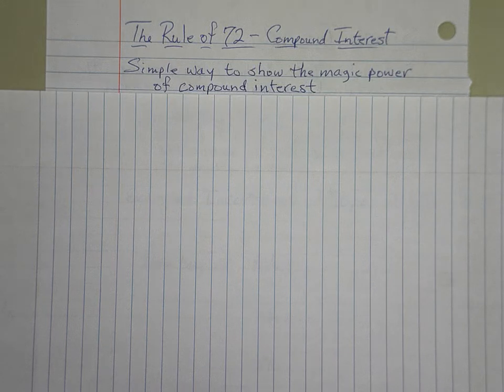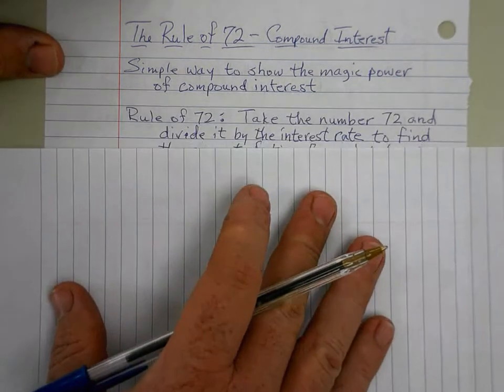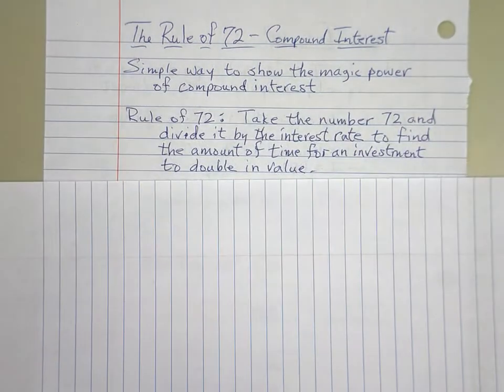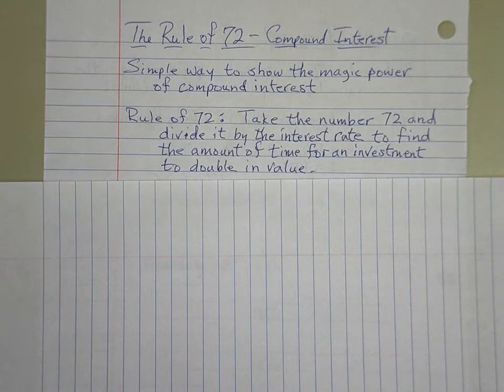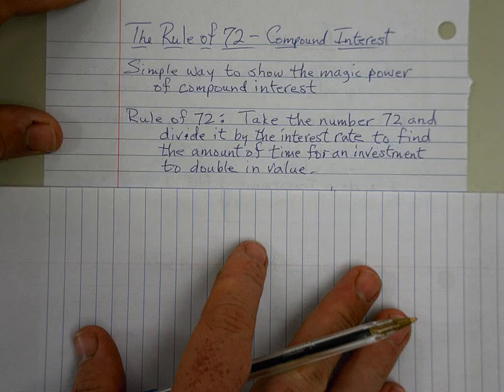Okay, so with the rule of 72, what that states is this: you take the number 72, you divide by the interest rate. So if it's 10%, you take 72 divided by 10. And what that will give you is the amount of time that it takes for your investment to double in value. So if you invest $1,000, how long it will take to get $2,000. Or if you invest $10,000, how long it will take to get $20,000. Okay? So this is a very easy formula to use.